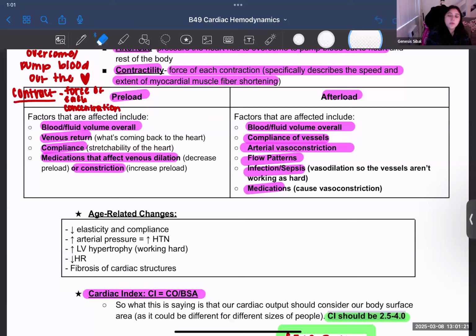So when we're talking about preload and afterload, again, preload being before, afterload meaning after, what does the heart have to do to overcome to pump blood out to the rest of the heart? Factors that affect preload: blood fluid volume overall. So that's what I talked about earlier, right?